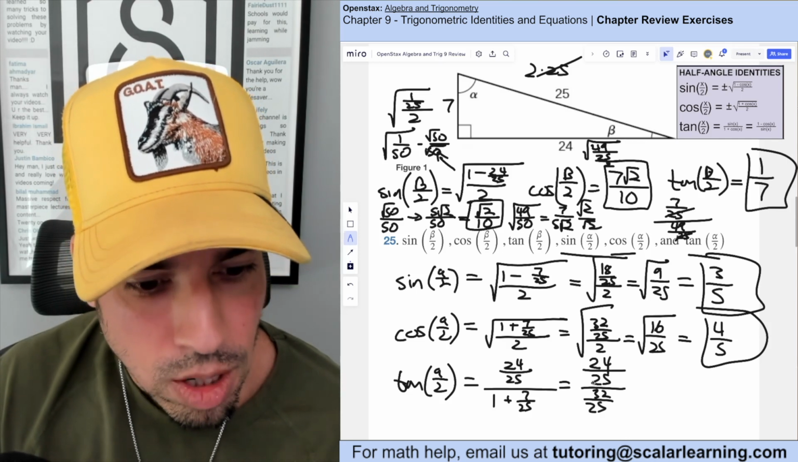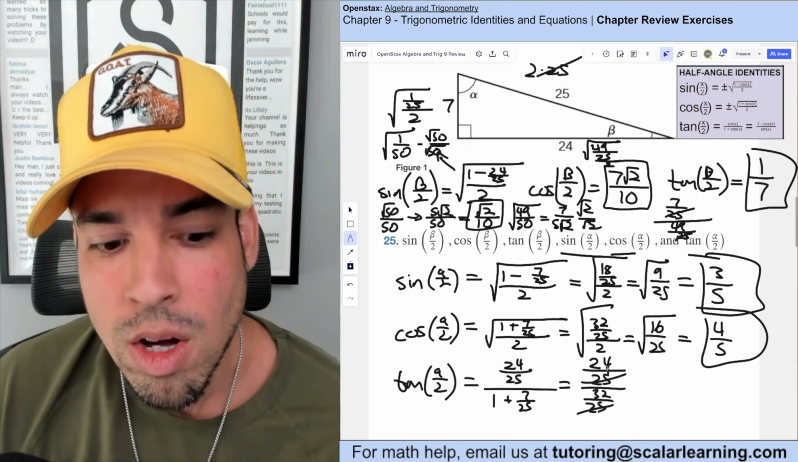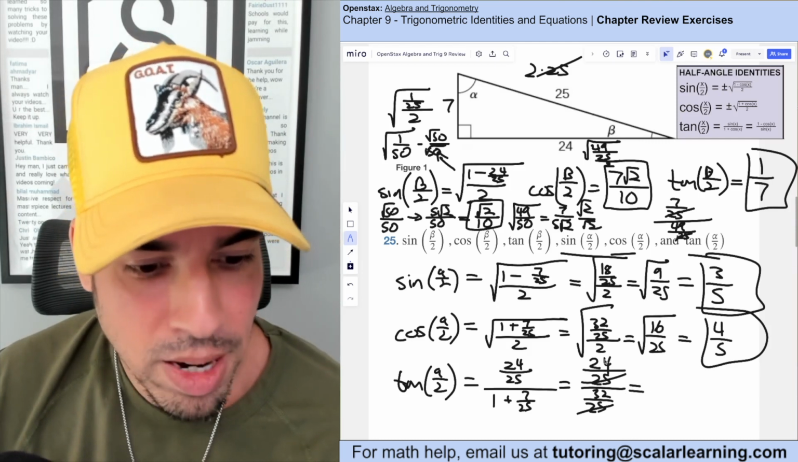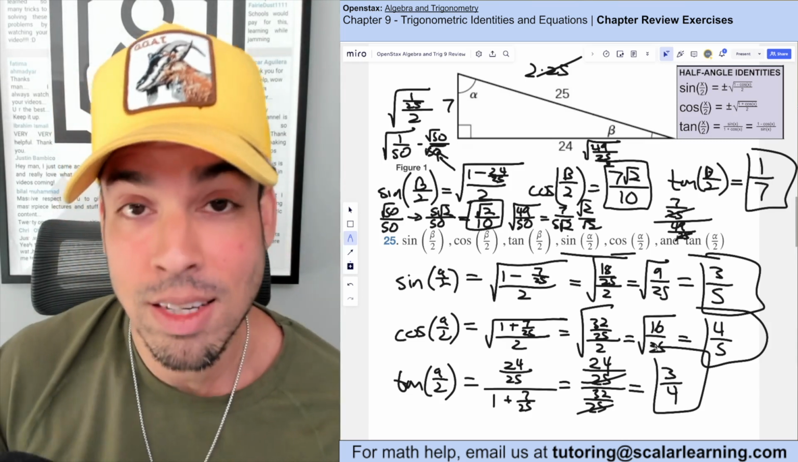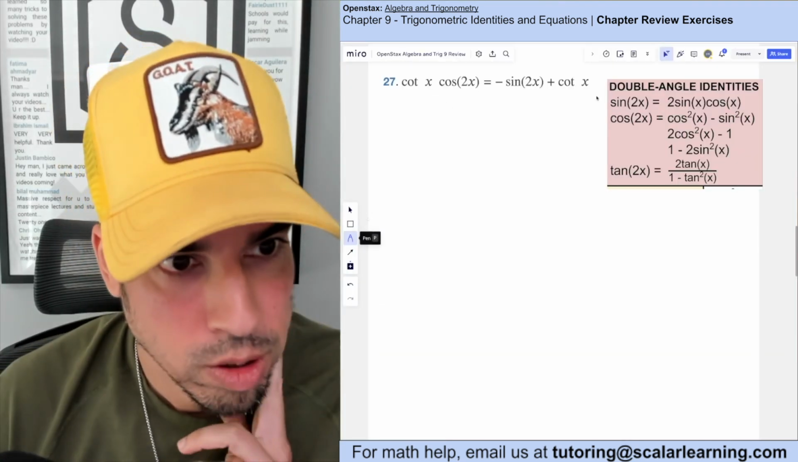Same denominators, 25 and 25 can be canceled out. We've got 24 over 32, divide them both by 8, and we get 3 over 4. So that's a doozy, but that's how you do it. Done. So for this one, we're trying to prove this identity.